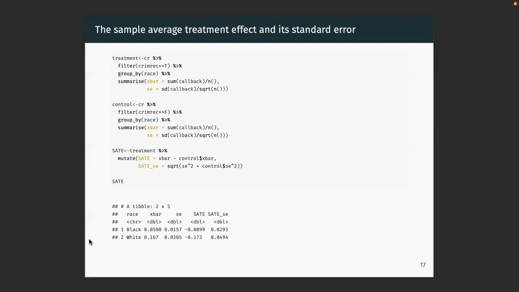Our control group we compute the same way, and then we can compute the sample average treatment effect as x bar minus the control mean. And then to compute the standard error of the sample average treatment effect.